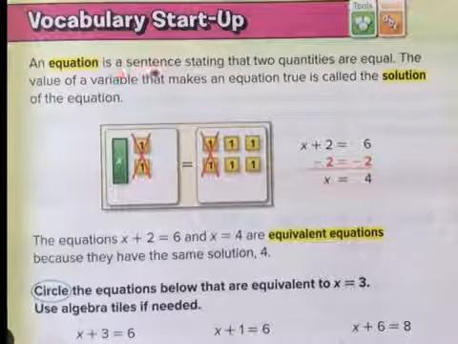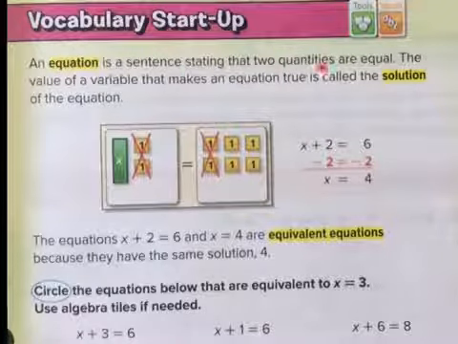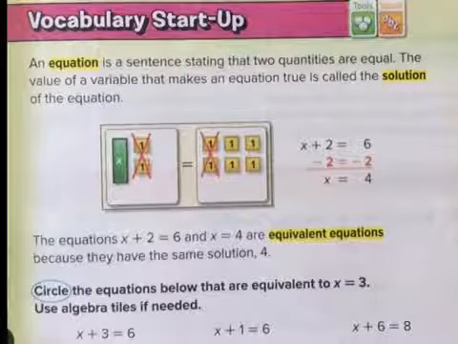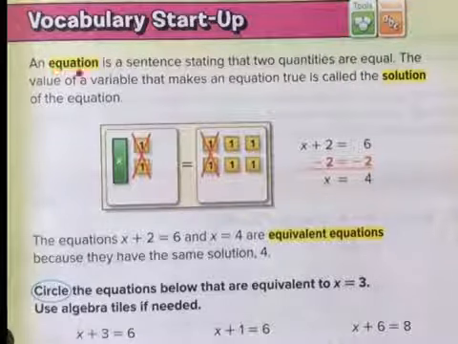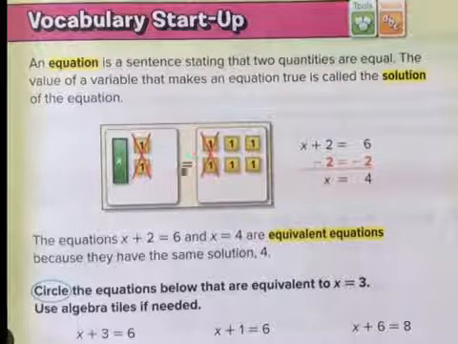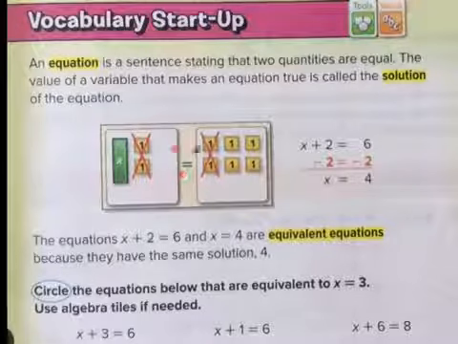An equation is a sentence stating that two quantities are equal. That's what we say, equation, and you can find the root word of igual. Equal, the same. So this side is supposed to be the same as this side. That's why we have the equal sign.